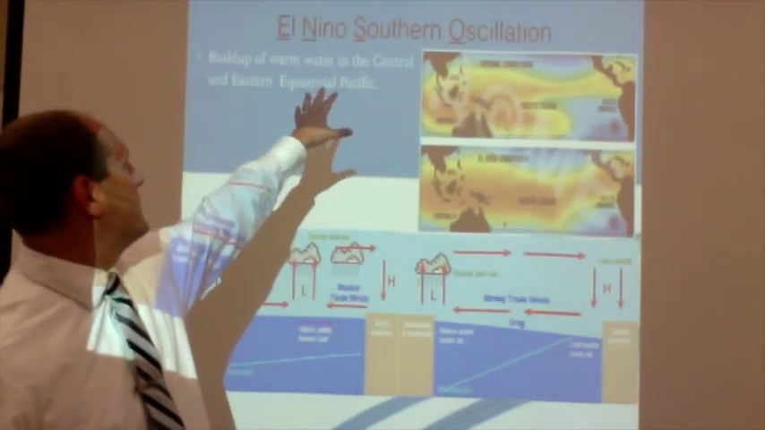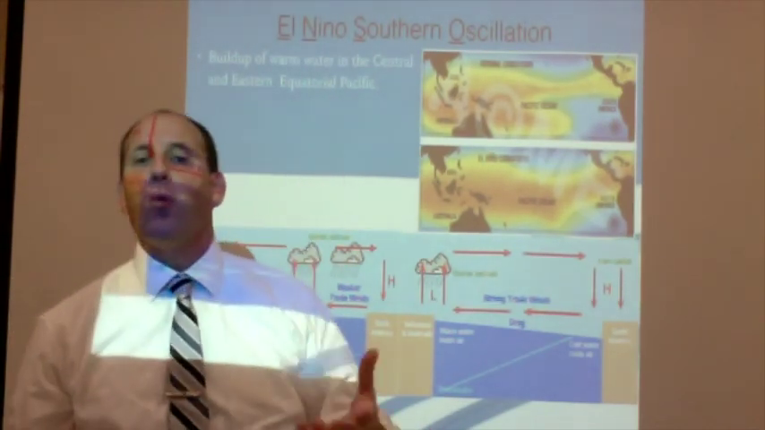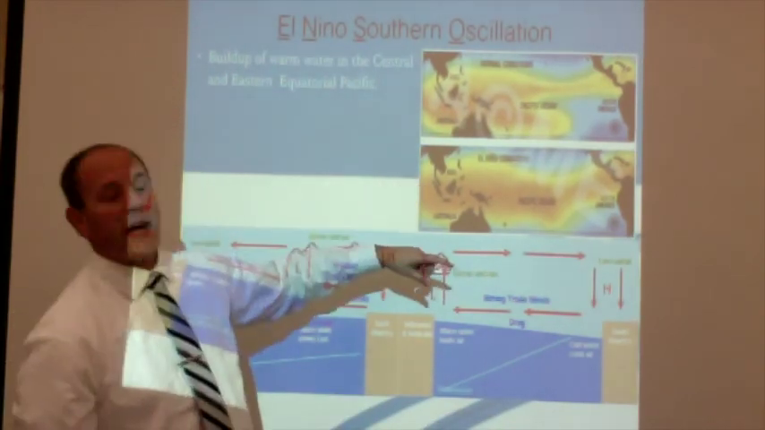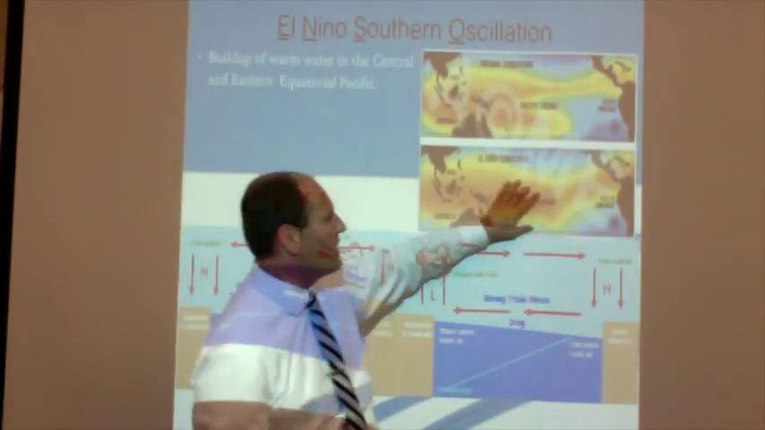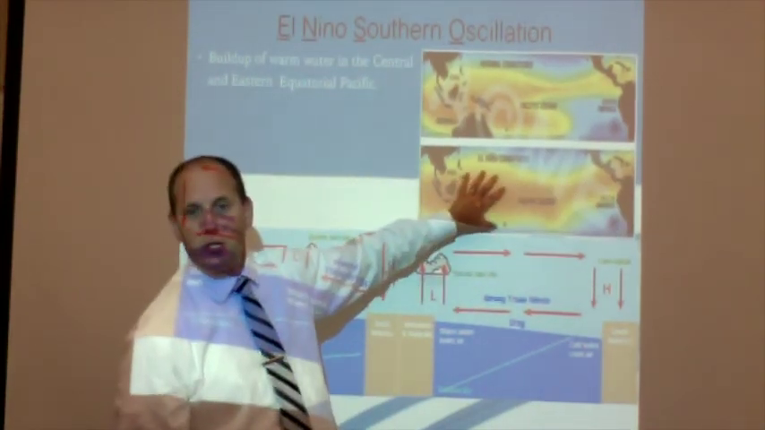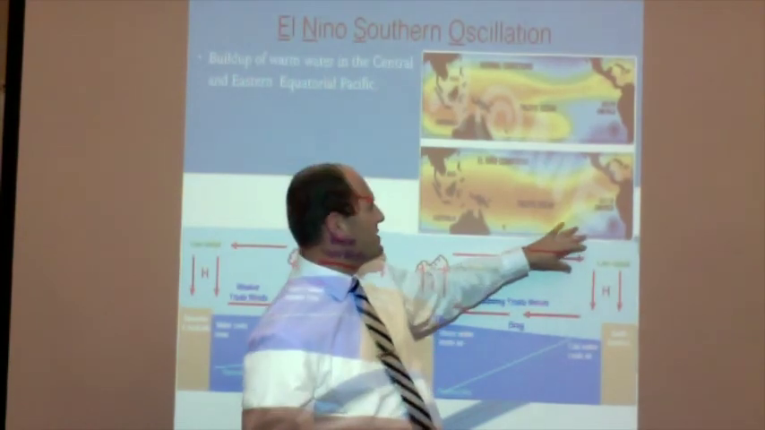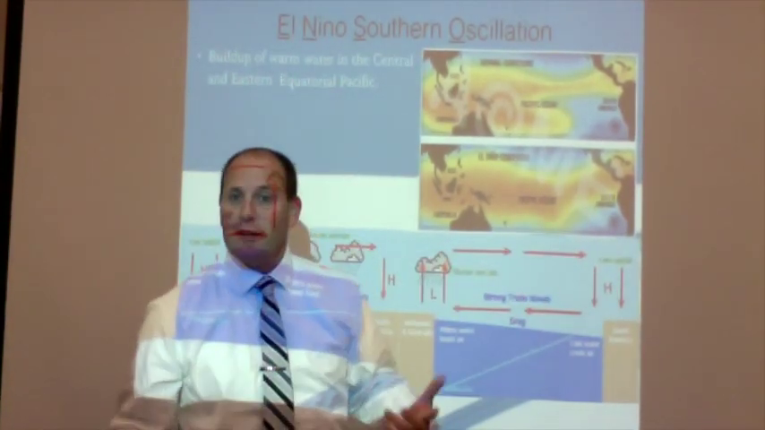El Nino is because there's a buildup of warm water occurring in the central and eastern equatorial Pacific, that is along the equator in the Pacific Ocean, an area that normally on this side towards the Americas does not have a lot of warm water.